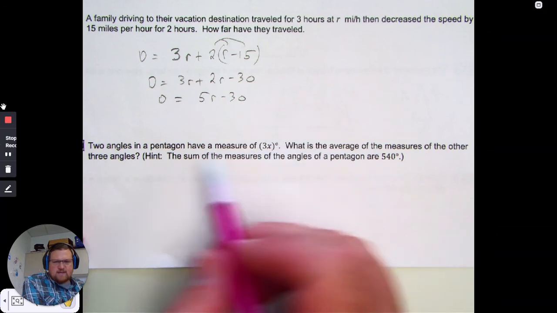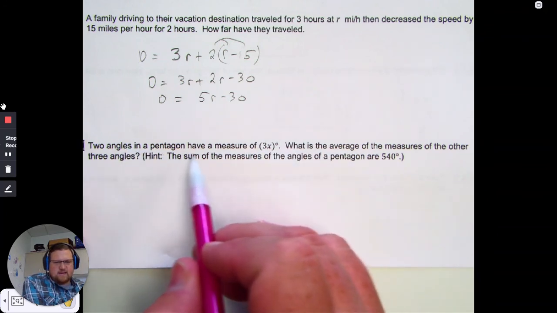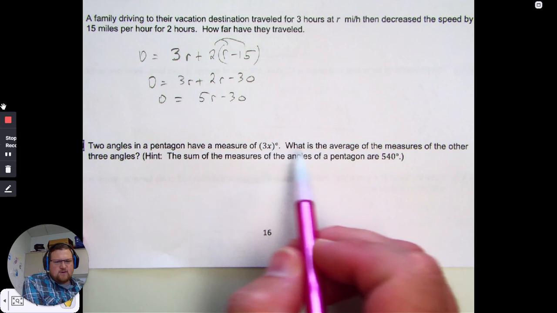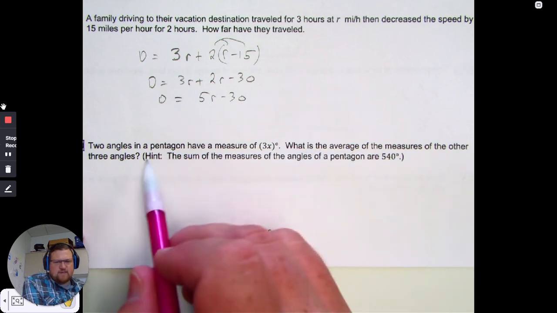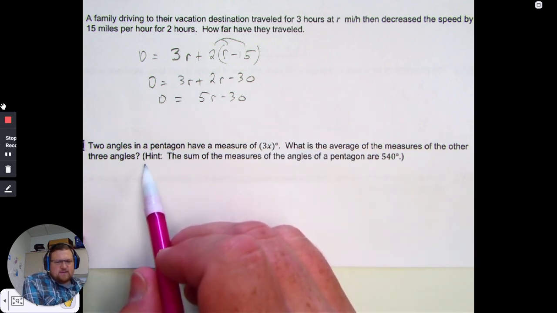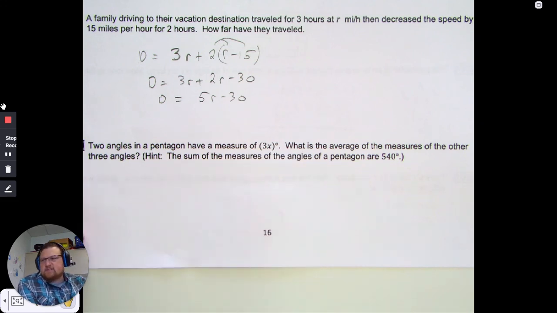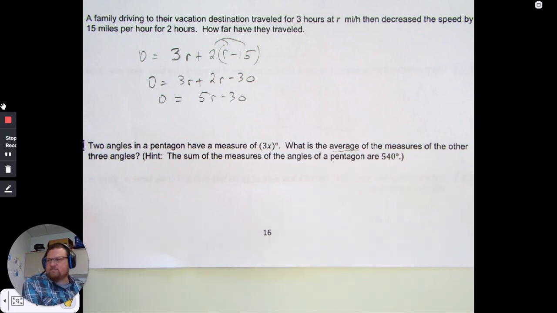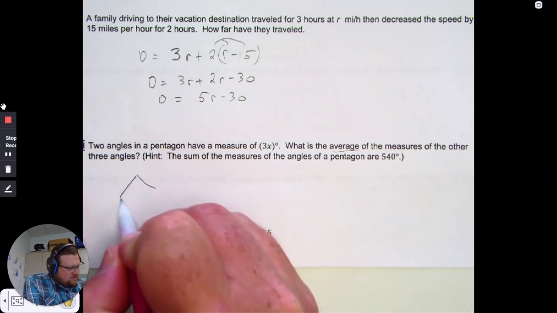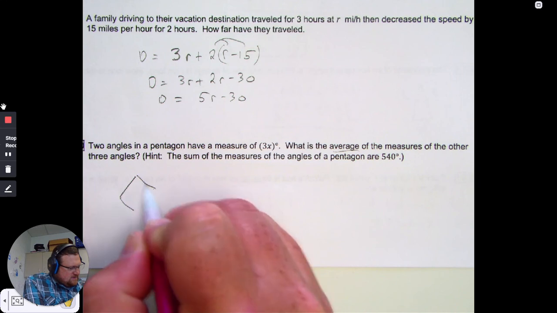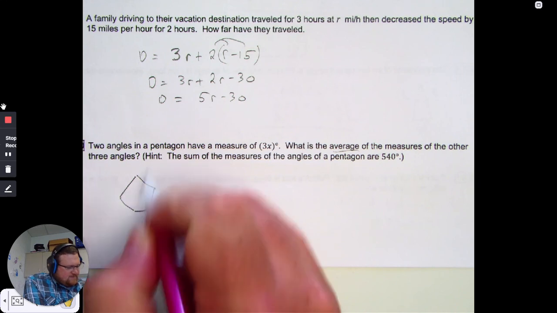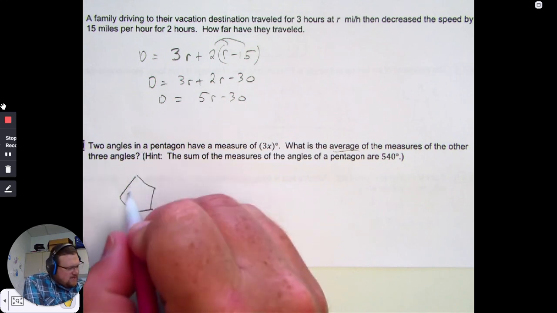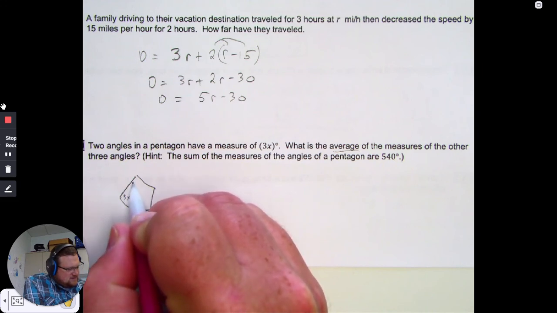And the last one on here says 2 angles in a pentagon have a measure of 3x. What is the average of the measure of the other 3 angles? Now, this is going to bring into account some stuff that you've done in the past, including things like average. So let's just work our way through this. If we have a pentagon, and it says that 2 of the angles are 3x. So this is 3x, and let's say this is 3x.